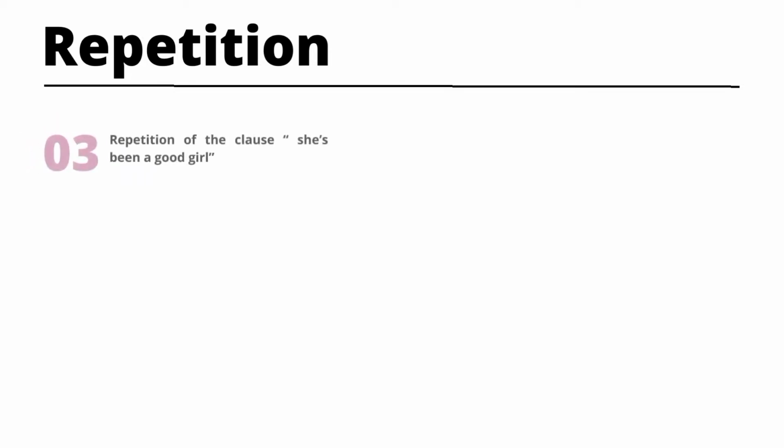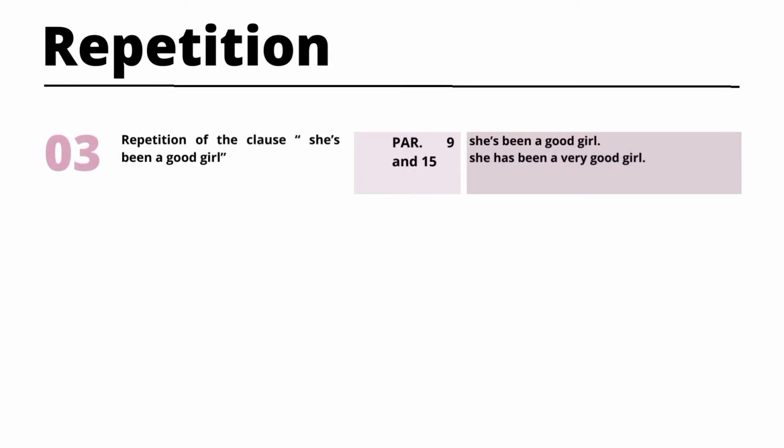Next, under repetition is the clause, "She's been a good girl," which we can find in paragraphs 9 and 15. The repetition of the clause emphasizes that Rika has been maintaining her good behavior by refraining to feel sad because she promised her father to behave well and save Big Lady.